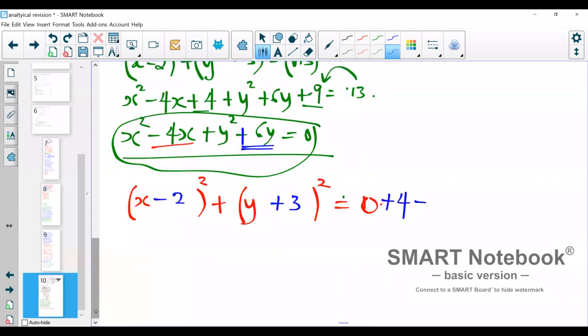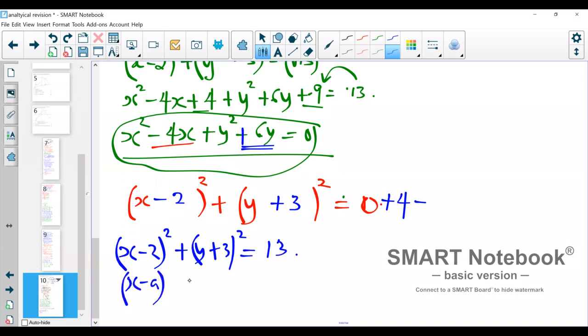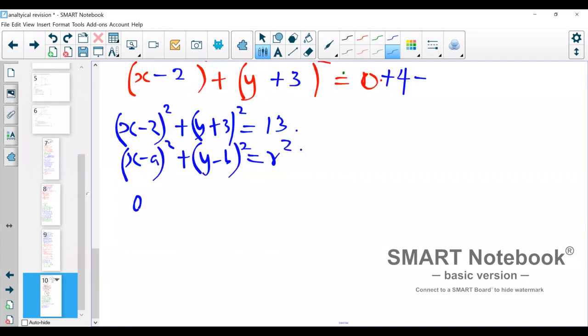All right. Plus 9. My board did not want to write there. So what do you have? (x minus 2) squared plus (y plus 3) squared equals 4 plus 9, which will give me what? 13. Do you see now? So what do I have? (x minus a) squared plus (y minus b) squared equals r squared. And what is my a from there? Quickly, if you compare, my a is 2, my b is negative 3, and my r squared is what? 13, which means my r is square root of 13.